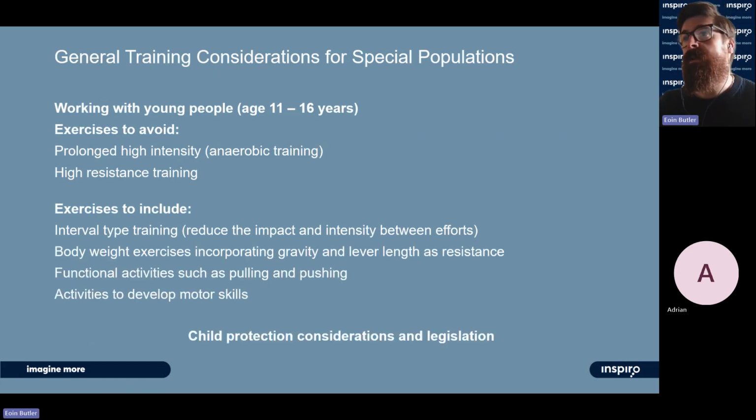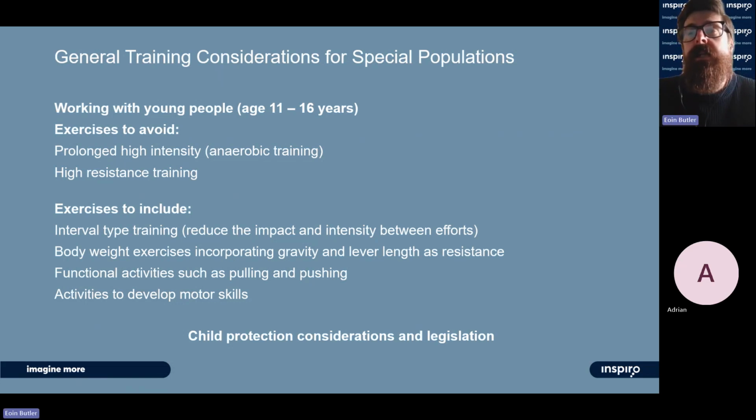So we need to avoid prolonged high intensity anaerobic training. So we can do it, but not for a long period of time. And avoid high resistance training. So avoid heavy weights, low reps. Include interval type training. So rather not high intensity interval, but intervals. So they'd work for a period of time, rest, work for a period of time, rest. So this will reduce the impact and the intensity between efforts.